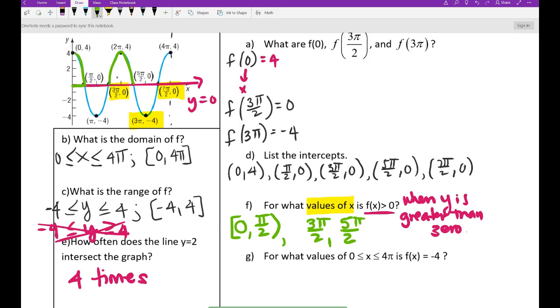Let's talk about symbol notation. At 3 pi over 2, is the y value greater than 0? No. So can I include that in my answer? No. So what symbol do we use when we don't want to include it? Parentheses for both. Okay. Are we done? Dahlia?